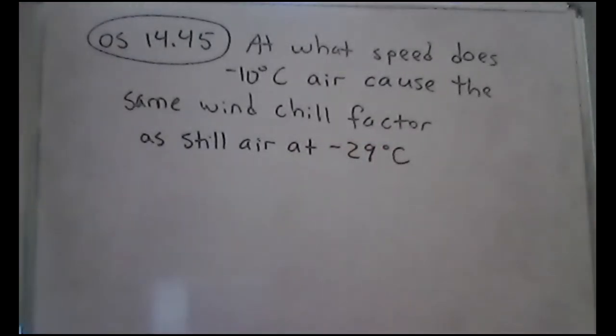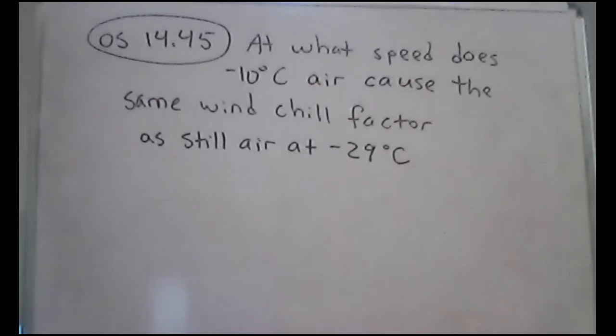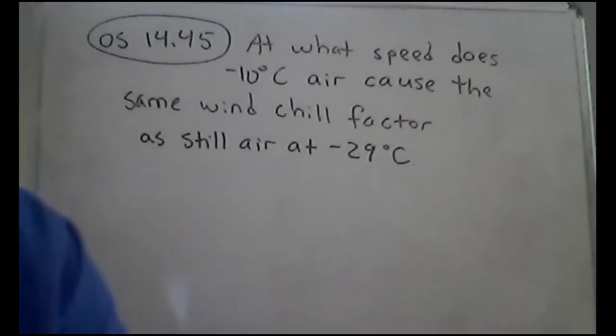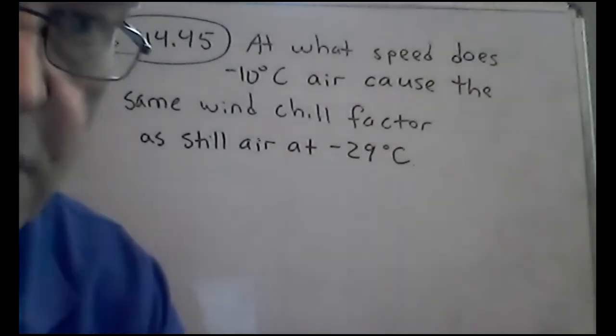So if you look in that table, well, let's just do the problem. Let's go back to that table real quick. At what speed does -10 degrees Celsius air, the actual temperature, cause the same wind chill factor as still air at -29 degrees Celsius? Again, this problem is nothing more than just looking up at the table.